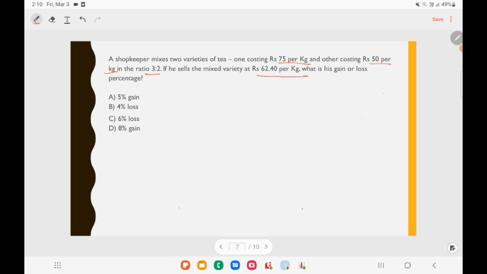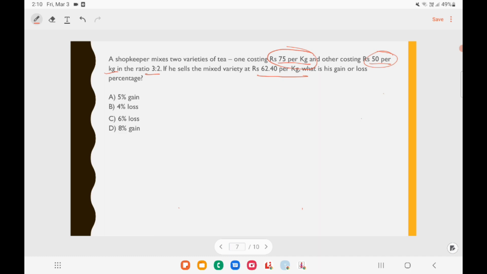So there were two varieties of tea. One is costing 75 per kilogram and the other is costing 50 per kilogram. So a shopkeeper mixes these two varieties in the ratio 3:2. So if he is taking 3 parts of rupees 75 tea, he will be taking 2 parts of rupee 50 tea. Okay. Then he sells it at 62.4 per kilogram. So whether he is losing or gaining, we need to find out.